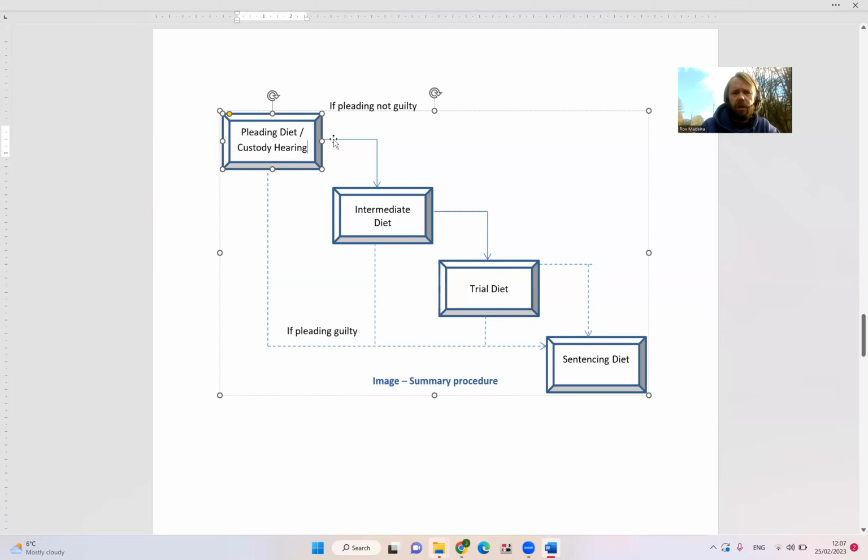If the accused pleads not guilty, then the case goes on to the next hearing, which is the intermediate diet. Once again, the intermediate diet is a procedural hearing, and no evidence is led, no witnesses are called, and it serves two purposes. First of all, whether the accused can continue to get bail, or if he didn't get bail before, whether he can get bail now. And secondly, whether both parties are ready to proceed to trial.